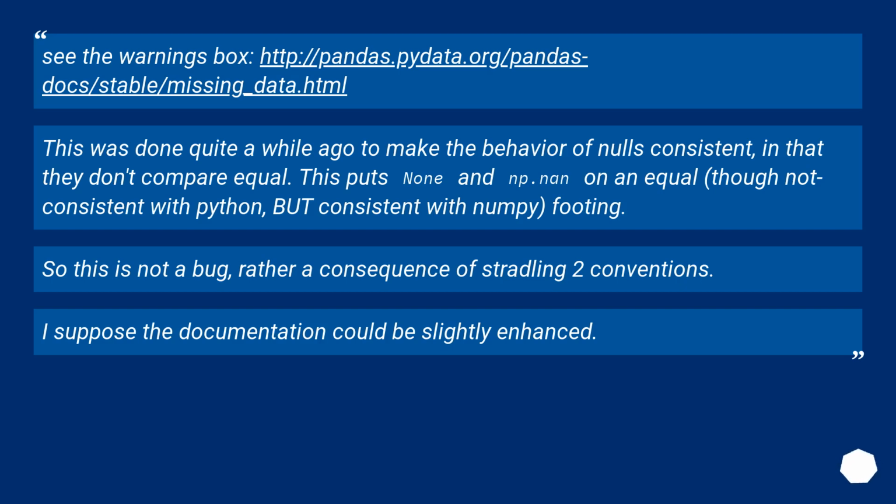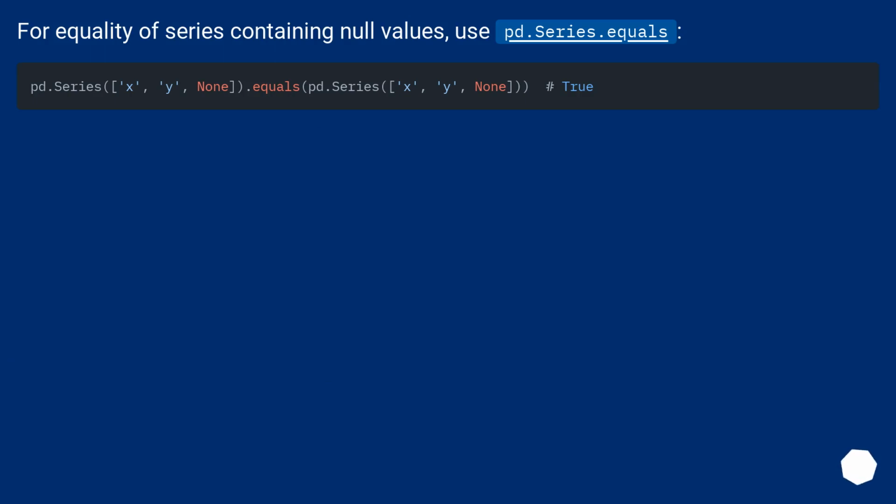This puts None and np.nan on an equal footing, though not consistent with Python, but consistent with NumPy. So this is not a bug, rather a consequence of straddling two conventions. I suppose the documentation could be slightly enhanced. For equality of series containing null values, use pd.Series.equals.